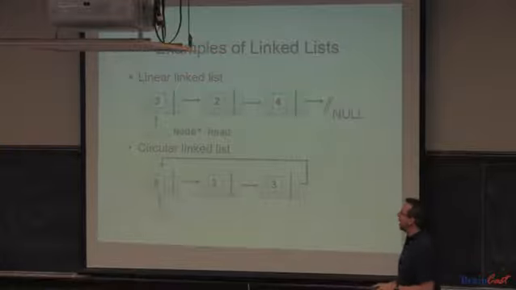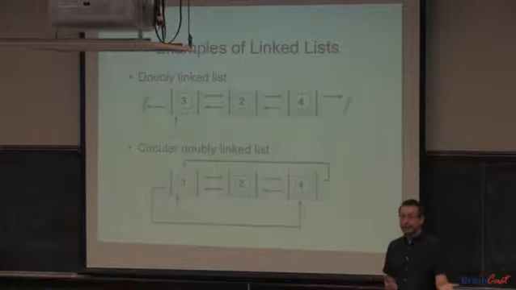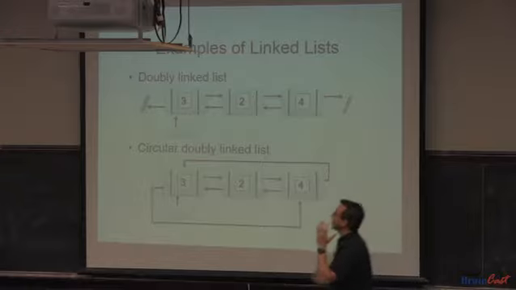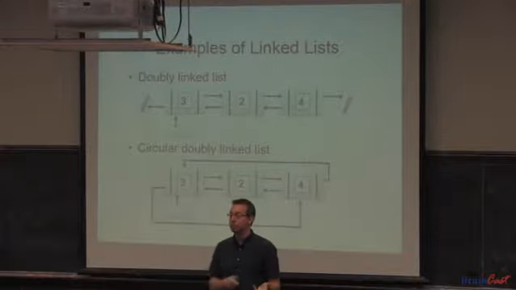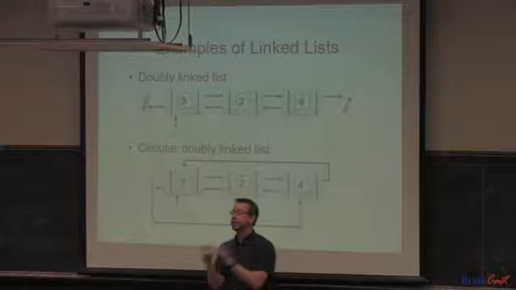Okay? The book that you use, Big C++, presents what we call doubly linked lists. Doubly linked lists are different because you can go not only forward in the linked list, but backwards as well. So every node has a previous node pointer and a next node pointer.